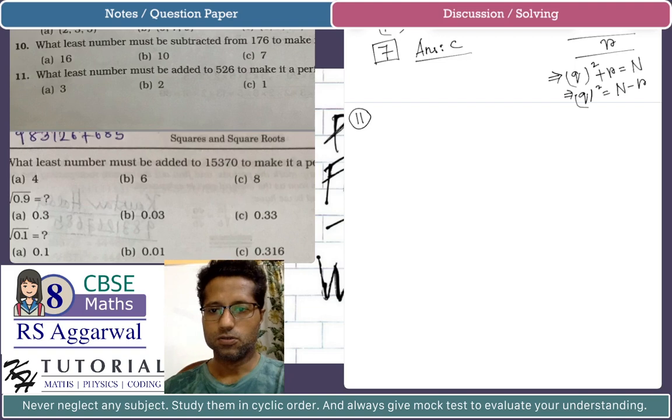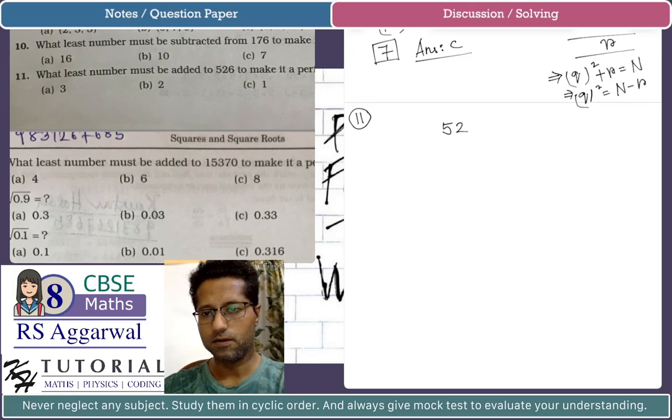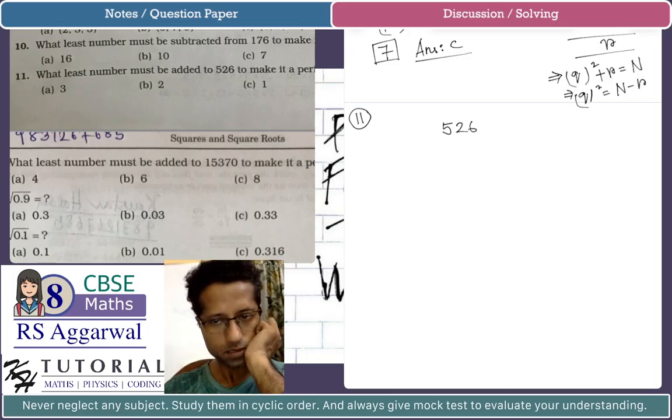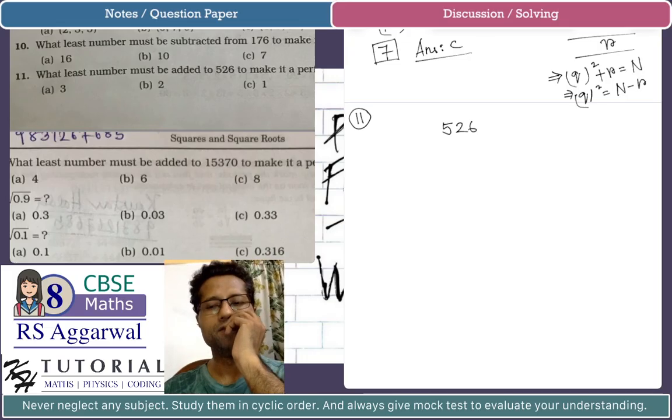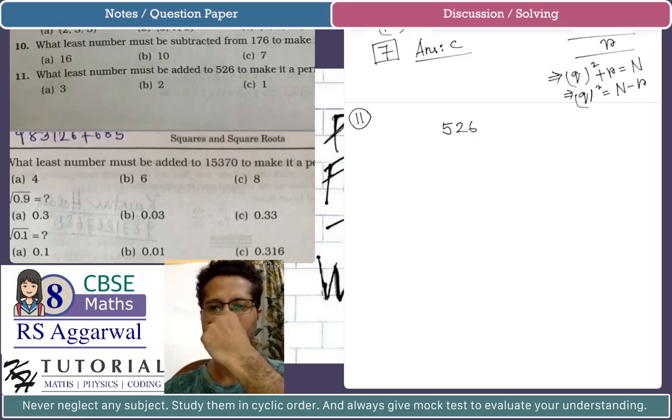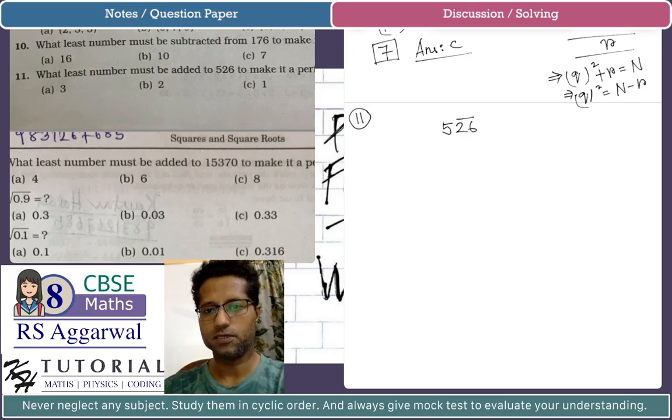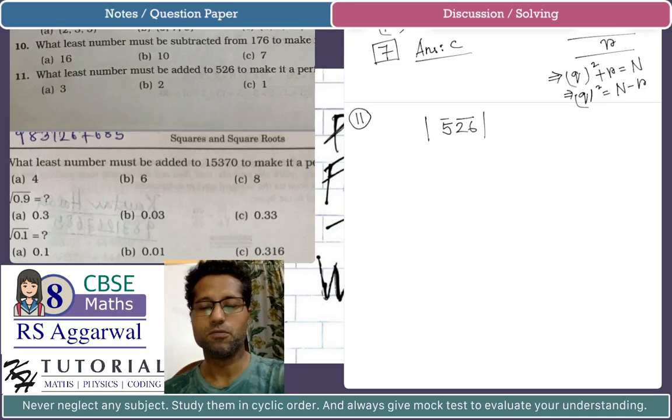First, we have to perform the long division method on the given number to find the square root, that is, the quotient and the remainder. So for 526, we create the periods 26 and 5, and then we start the long division method. We start from the leftmost period, which is 5.